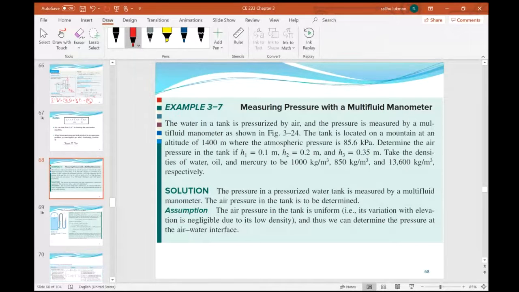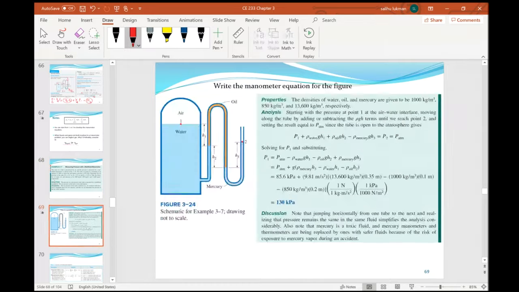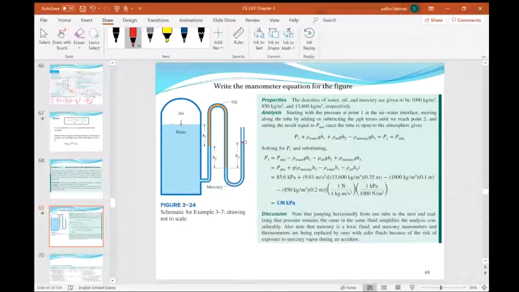So here we have the pressure in a pressurized water tank measured by a multi-fluid manometer, and the air pressure in the tank is determined. Okay, and the assumption here is that the air pressure in the tank is uniform. That is, its variation with elevation is negligible due to its low density. Thus, we can determine the pressure at the water-air interface. This is the figure. We want to determine the pressure at the water-air interface, which will be at the same height here, if you project it.